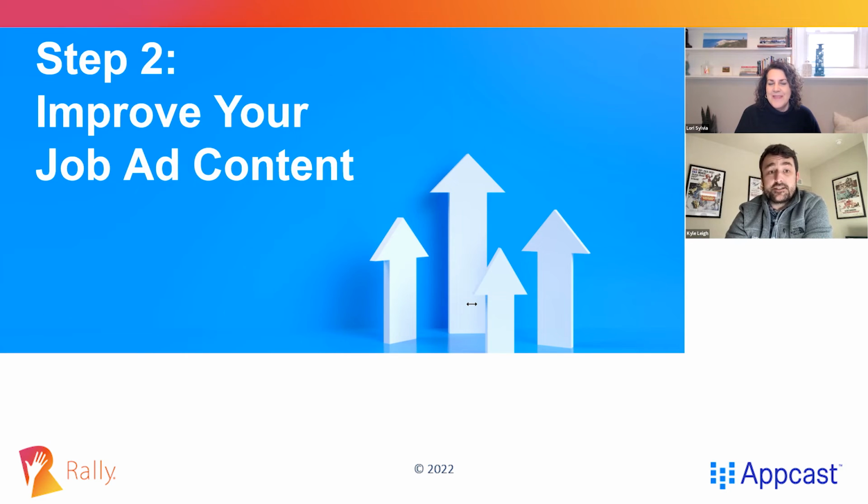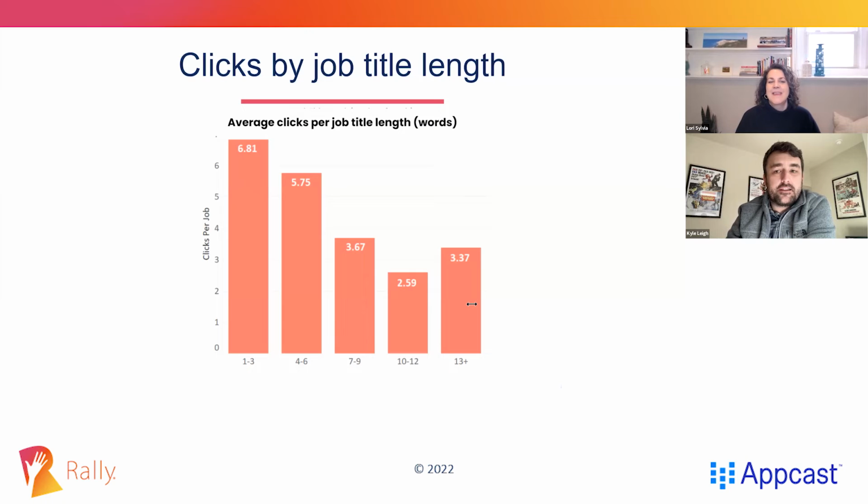Yeah, essentially it's improve your job ad content. Look at each and every area where you can improve it. So we have some areas here. Think about how long your job titles are. What we typically see is the more words you have in the job title, the fewer clicks that job receives. By far, job titles with 1 to 3 words, so think basic job title keywords, receive the most clicks. More clicks typically results in more people applying, more people converting.